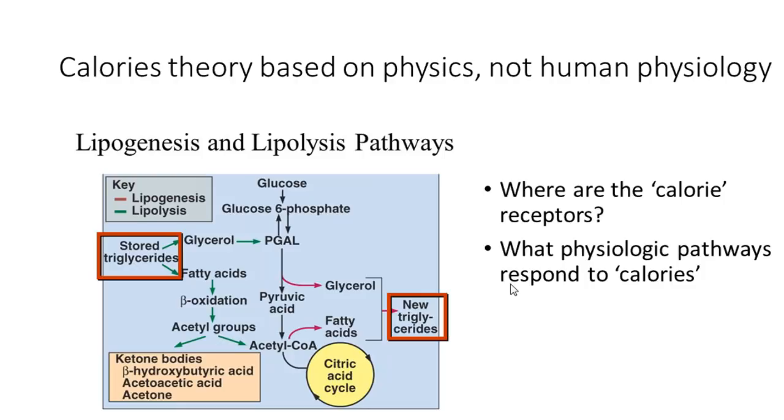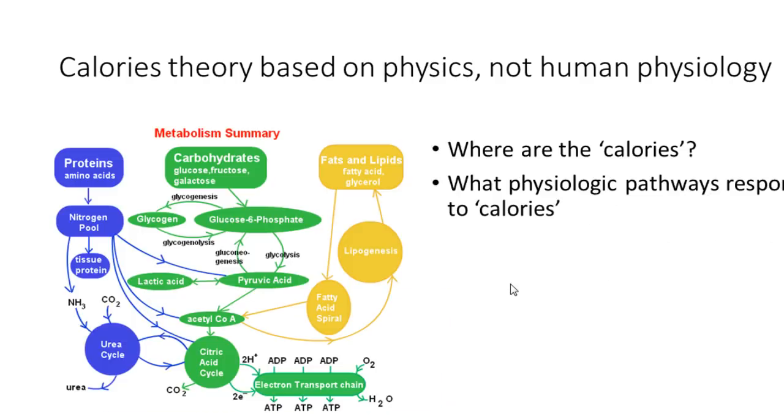But this whole calories theory is not based on human physiology. There is nothing in our bodies which detects the presence of calories, right? So if you eat cookies versus you eat salmon, the hormonal response is completely different. We've worked out physiologic pathways for everything, right down to the genetic level. So here's lipogenesis, the creation of fat, or lipolysis, the burning of fat, right? You see triglycerides, you see glycerol, you see fatty acids. Where are the calories, right? There's nothing in there about calories.